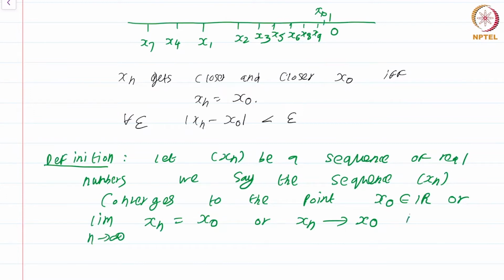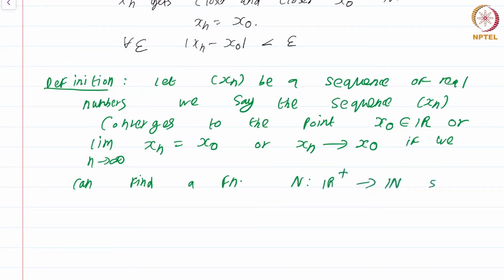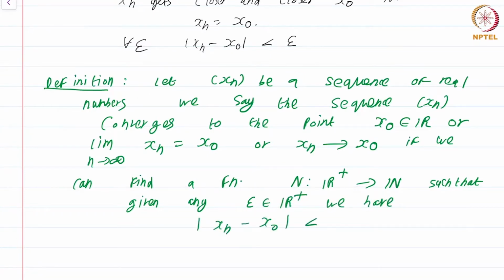If we can find a function N from R plus to the natural numbers, where R plus here denotes the set of positive real numbers, such that given any epsilon in R plus, we have mod xn minus x0 is less than epsilon whenever n is greater than N of epsilon.